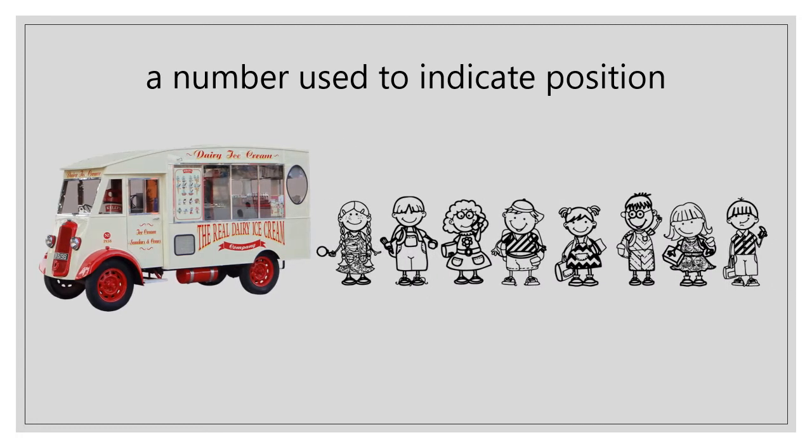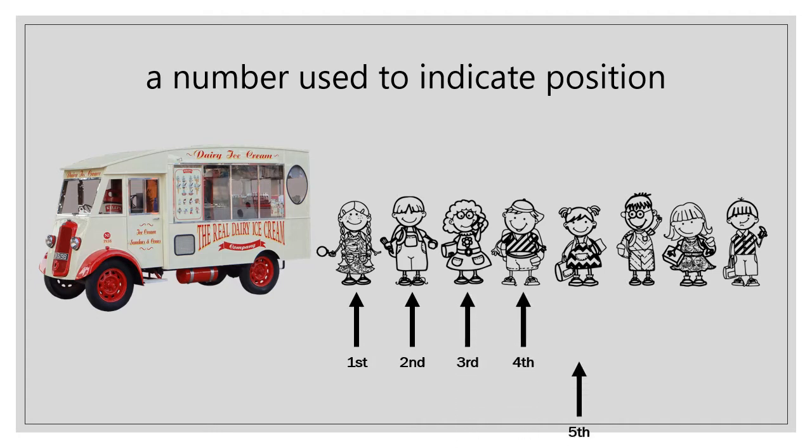So if an ice cream truck were to pull up and a bunch of children lined up to get their ice cream, we could use ordinal numbers to tell their position. So the little girl in the front, she's first. The boy behind her is second. The girl behind him is third. The boy behind her is fourth.